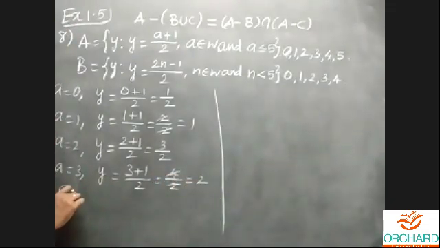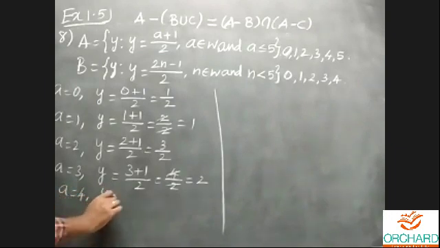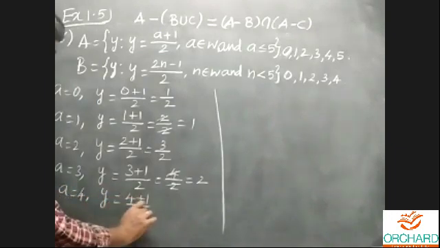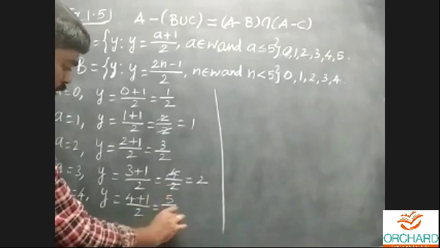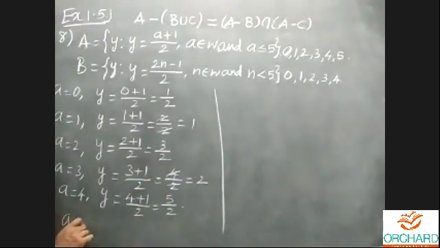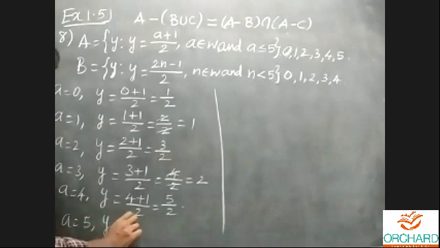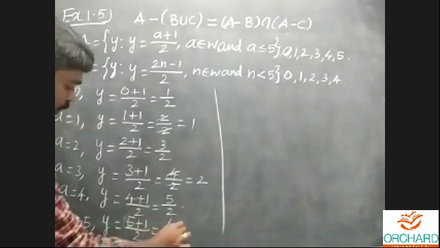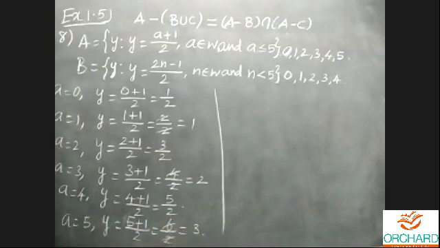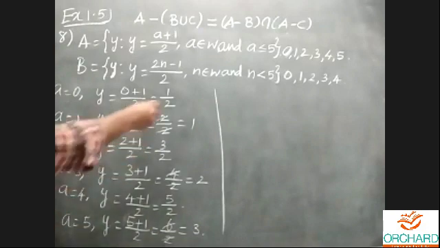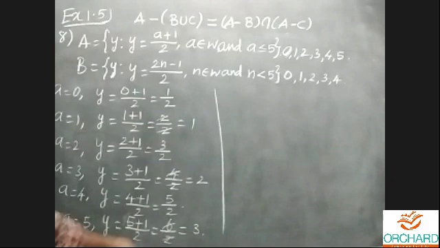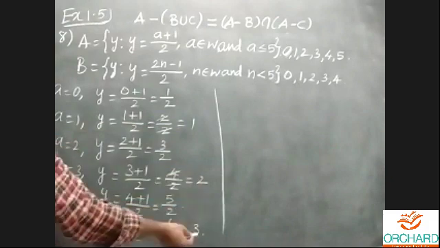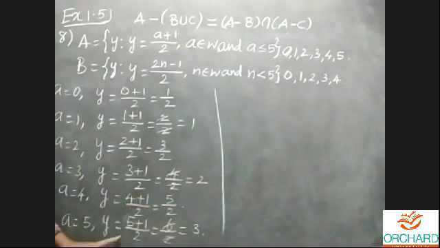Next, A is equal to 4, then Y is equal to (4 plus 1) by 2, that is 5 by 2. Next, A is equal to 5, Y is equal to (5 plus 1) by 2, that is 6 by 2, which is 3. So the elements of set A are 1 by 2, 1, 3 by 2, 2, 5 by 2, 3.